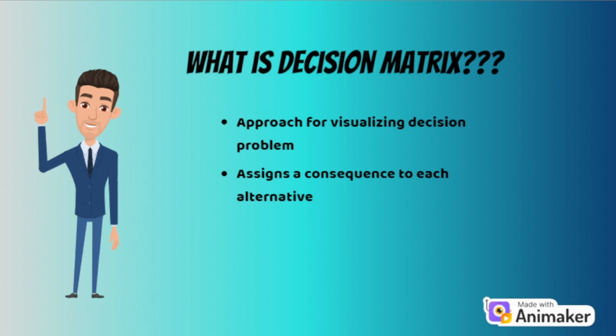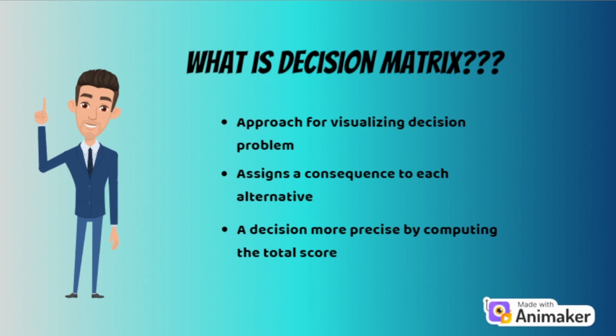Assigning utilities to outcomes is the most popular technique to represent their values. In other words, we assign an approach to make a decision more precise by computing the total scores. The greater the score, the better the decision is.